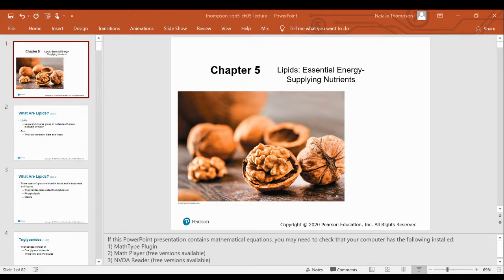Alpha-linolenic acid is abbreviated ALA. This is an omega-3 fatty acid, and when we ingest alpha-linolenic acid, our bodies will make from it these two other fatty acids, eicosapentaenoic acid, which we abbreviate EPA, and docosahexaenoic acid, which we abbreviate DHA. All three of these, ALA, EPA, and DHA, are omega-3 fatty acids.